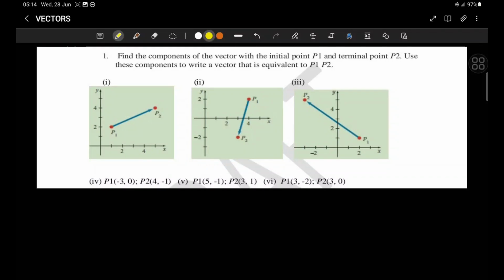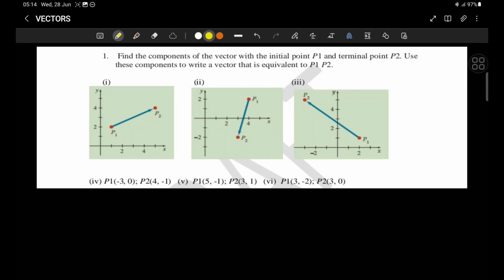In today's class we'll be looking at vectors, and with our first question we'll be talking about finding the components of a vector. So the question is: find the components of the vector with initial point p1 and terminal point p2. Use these components to write a vector that is equivalent to p1p2. I'll answer selected questions from what we have on the screen.